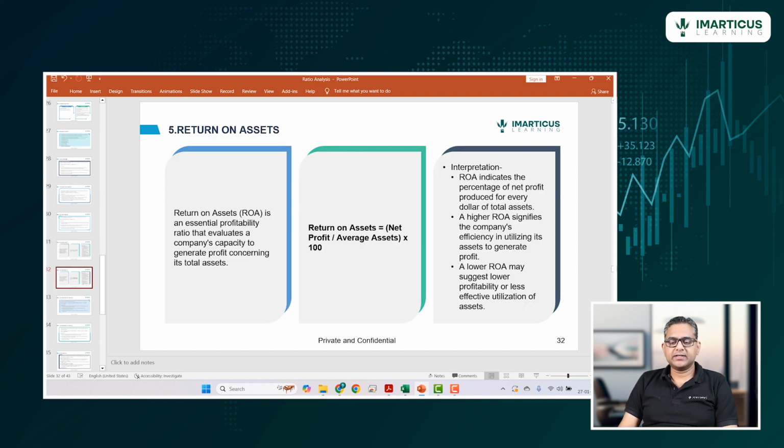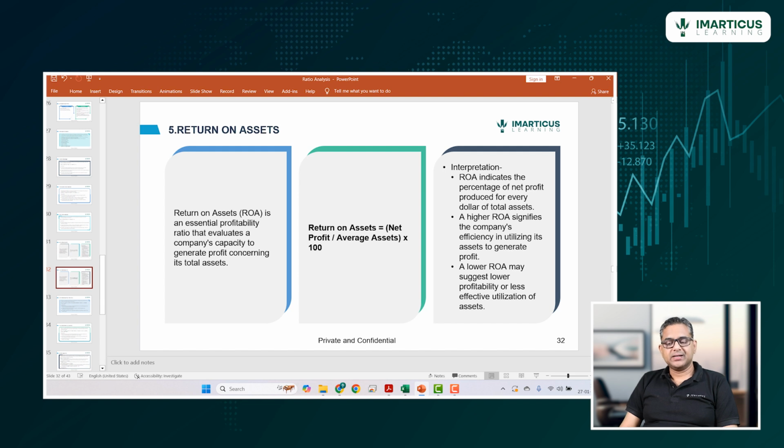Next we have return on assets, which is an essential profitability ratio that evaluates a company's capacity to generate profit concerning its total assets. So now we are not just talking about equity, we are talking about total assets. What are the returns the company is able to generate using its total assets? One of the ratios, if we remember, was the asset turnover ratio. There we were talking about revenue upon total assets, but here we are talking about return on assets, and we are talking about profits with respect to total assets.